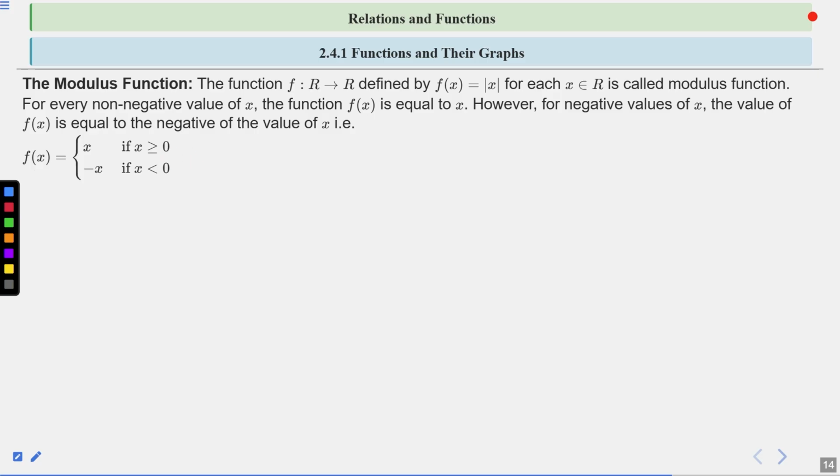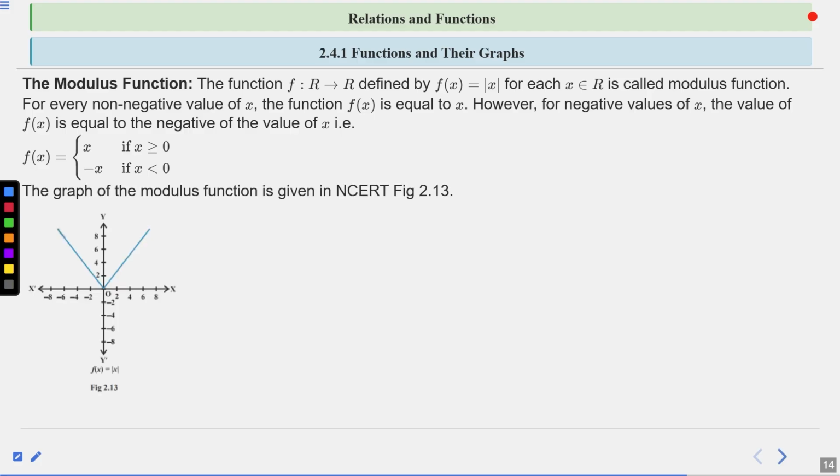So what about f of 1? 1 is what? Your positive real number. So output is 1. F of minus 1. Minus 1 is negative, meaning output will be minus of the negative number, which is minus of minus 1, which is 1. Clear?